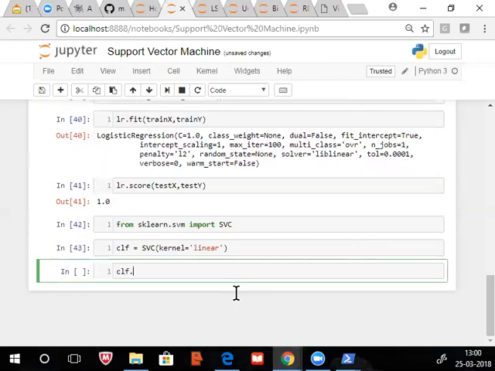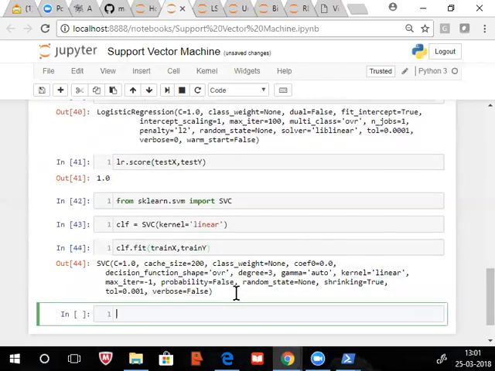But remember, RBF means more computation. It will try with all possible degrees here. Here, this is the linear one. If I try to do this, we'll get accuracy same as logistic regression without degree polynomial. CLF dot fit train X, train Y. CLF dot score.